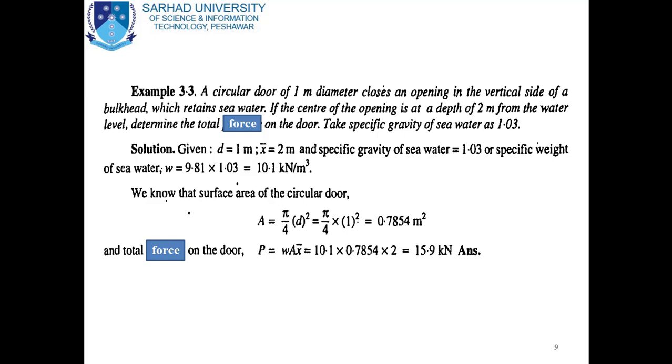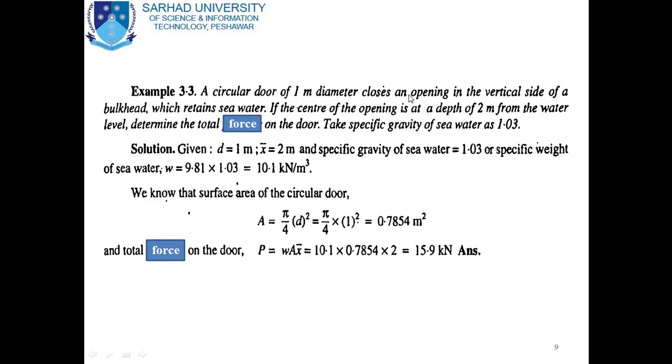The statement of the problem is: a circular door of 1 meter diameter closes an opening in the vertical side of a bulkhead which retains seawater. If the center of the opening is at a depth of 2 meters from the water level, determine the total force on the door. Take specific gravity of seawater as 1.03.